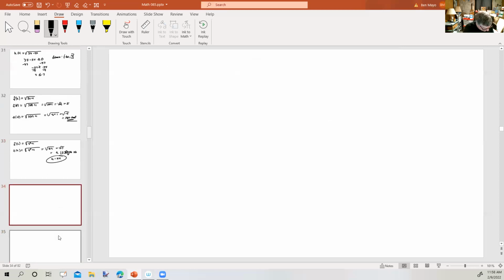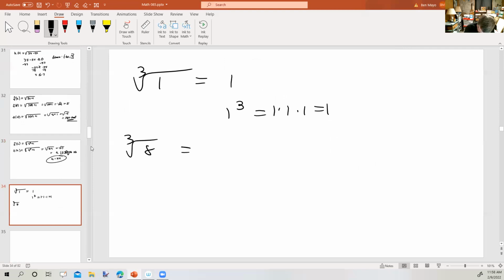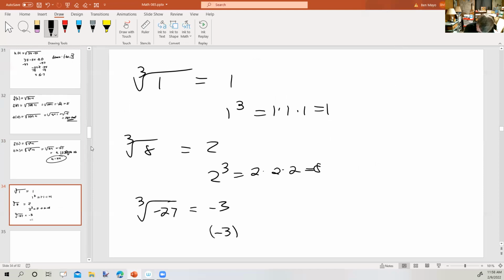This says simplify each cube root. What's the cube root of 1? Well, it's 1 because 1 cubed is 1. What's the cube root of 8? Well, it's 2 because 2 cubed is 8. What's the cube root of -27? Well, it's -3 because -3 cubed is -27.